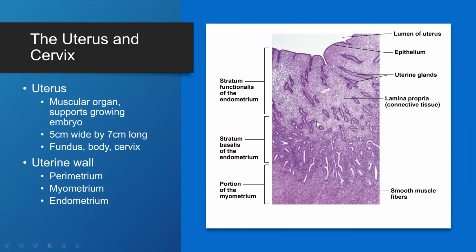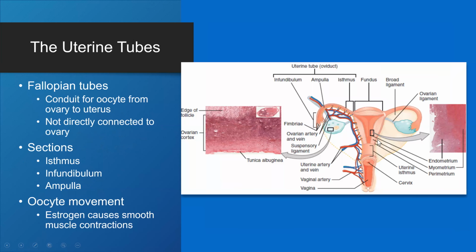Now, the uterus itself is a muscular organ that supports the growing embryo, and it's made of fundus, body, and cervix that we cannot see over here, but back to this picture. So that's a fundus, that's a body, and this is the cervix.